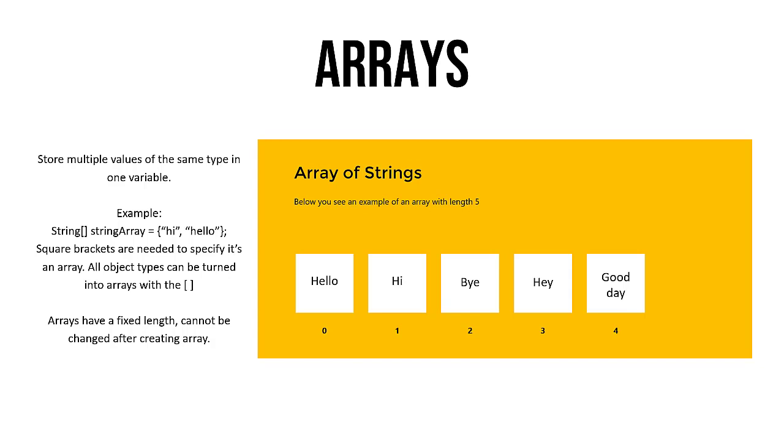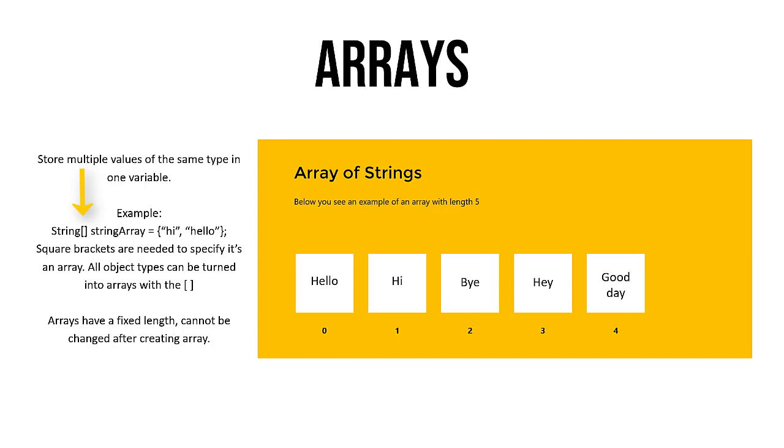So the 0th element of this array is hello. The 4th element, so index 4, is good day. You can access elements of the array using the index. The length of an array is fixed. After creation, you cannot change the length of an array. This means that if you do want to change the length of an array, you're actually creating a whole new object instead. Arrays are characterized by the square brackets.